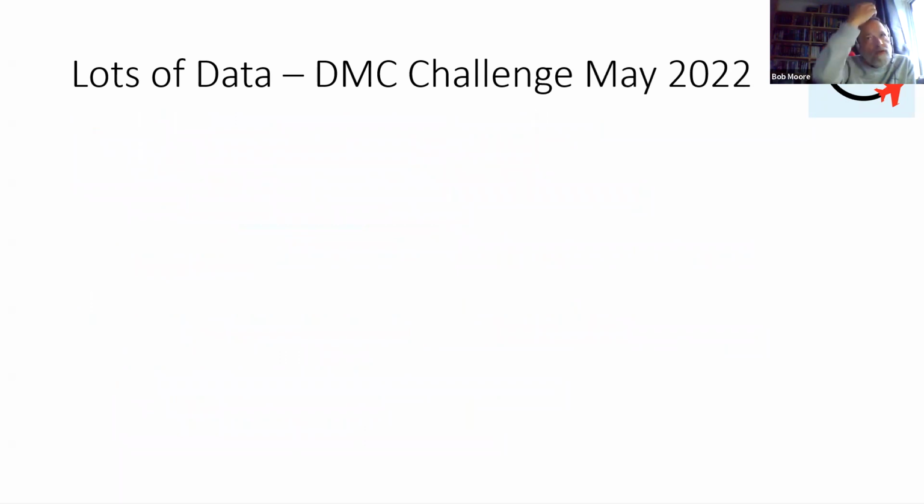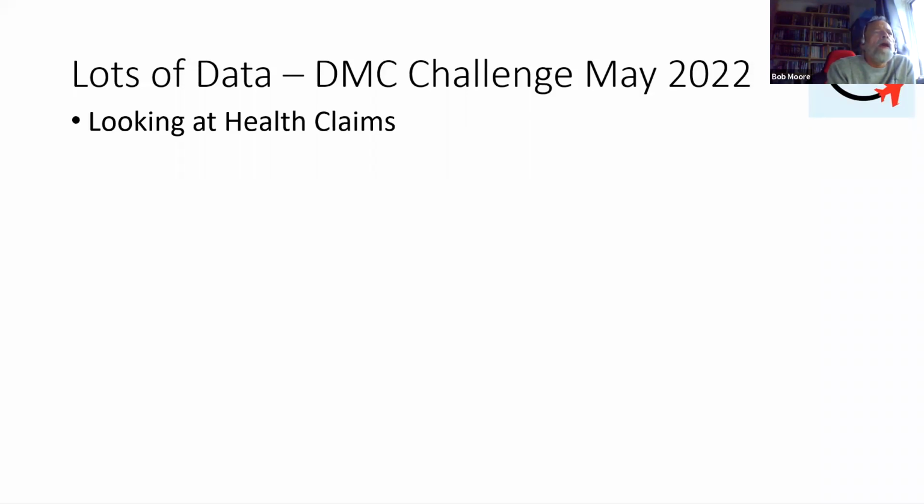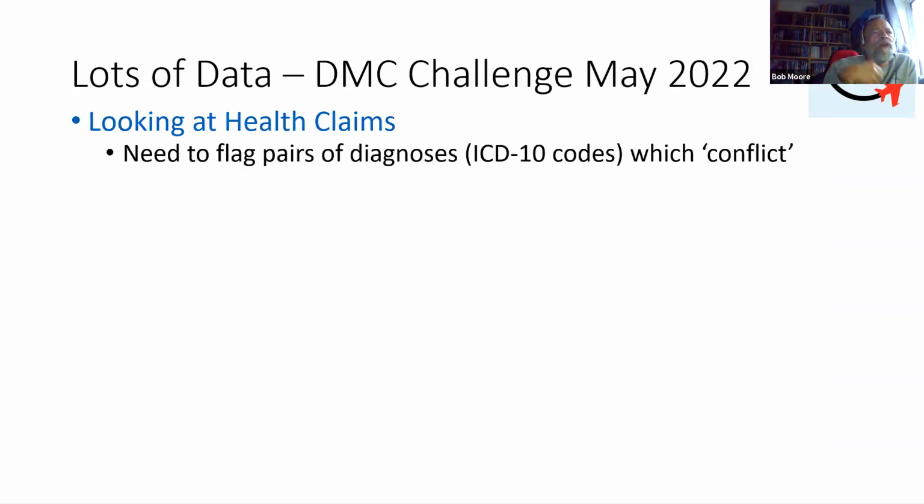The second challenge to look at is one which was more recent, posed back in May. Again, it's associated with health insurance. The idea here is that when a claim is made, you need to list the diagnoses that are associated with it. And sometimes diagnoses will conflict. Diagnoses are essentially represented using an international standard called ICD, and it's on its 10th version, so it's ICD-10. These are basically just codes which can be related to very specific diagnoses.